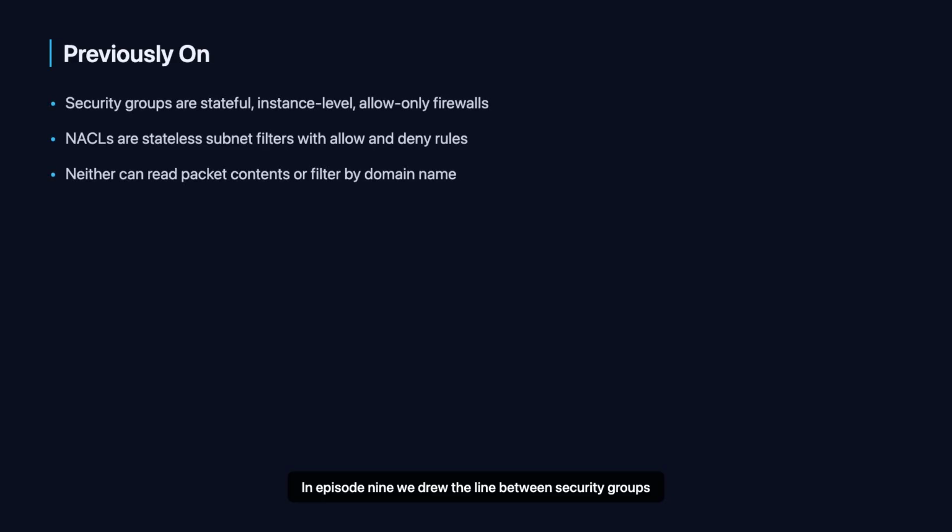In episode 9, we drew the line between security groups and network ACLs. Security groups are stateful, allow-only firewalls wrapped around a single instance. Network ACLs are stateless filters at the subnet edge, with both allow and deny rules. But notice what neither of them can do. Neither one can read the actual contents of a packet, and neither can filter by domain name. That gap is exactly where today's services come in.